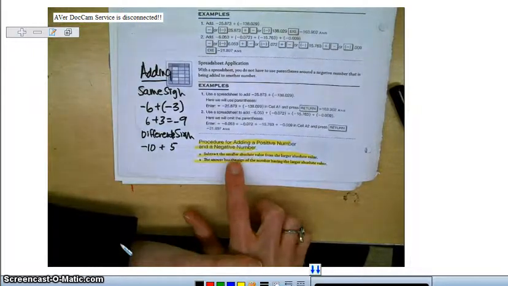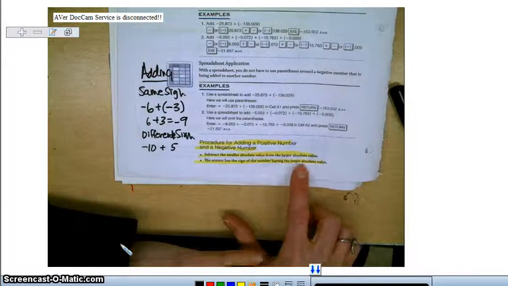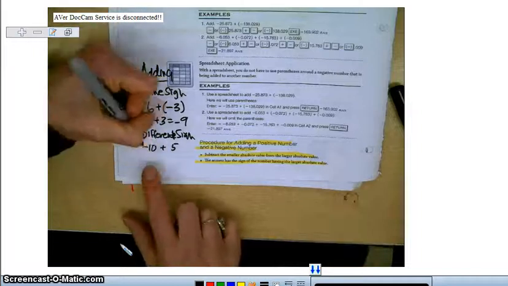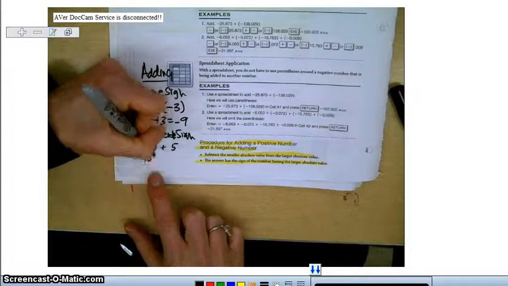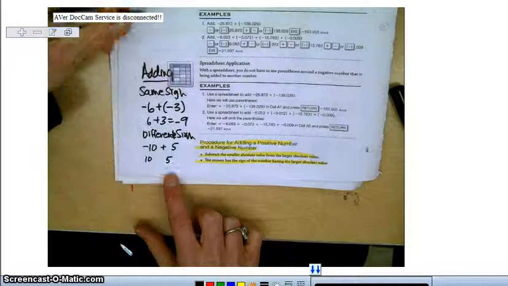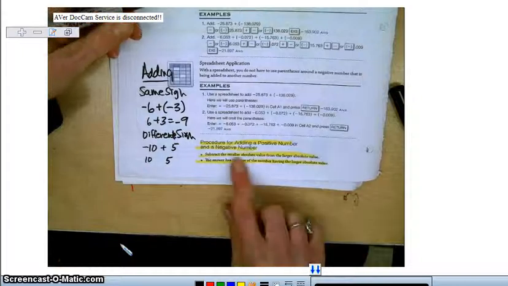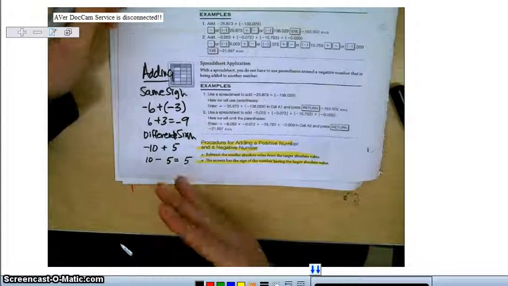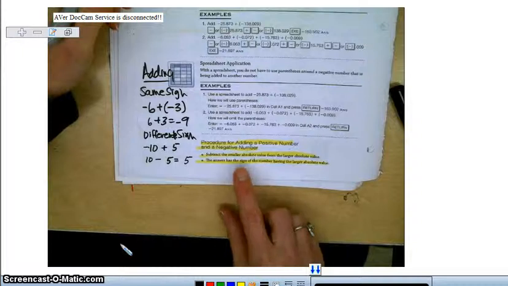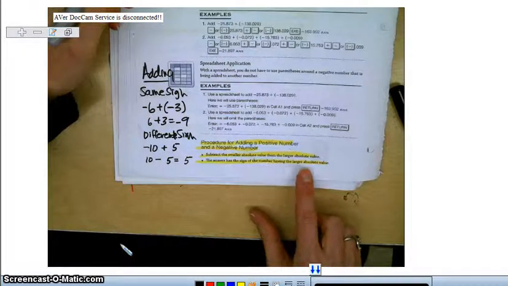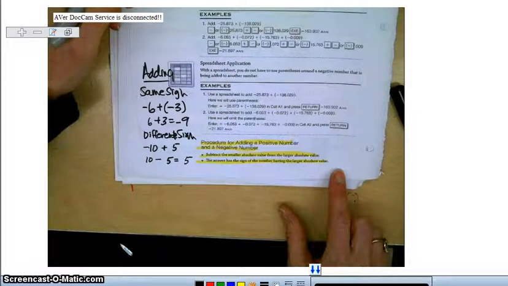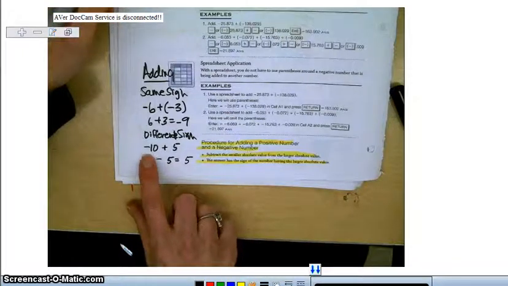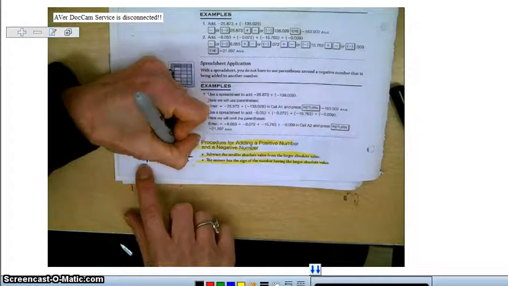Subtract the smaller absolute value from the larger absolute value. So you're still taking the absolute values of the numbers. So the absolute value of -10 is 10. The absolute value of 5 is 5. Subtract them in the order, big minus small. That's all that's saying. So 10 minus 5 is 5. Now I need to decide, is my answer positive or negative? The answer has the sign of the number having the larger absolute value. So that 10 is the larger absolute value. So it was negative, so my answer is negative.